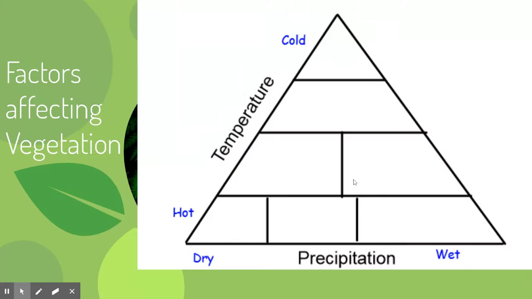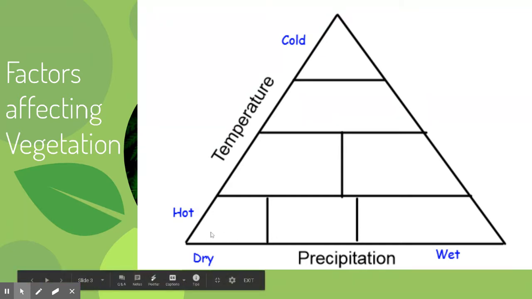So let's take a look at things. What are the two main things affecting what type of vegetation you'll have? Precipitation and temperature. When we have extremely cold conditions, we have tundra. When we have hot and dry conditions, we have desert. And when we have wet and warm conditions, we have that temperate rainforest. And then we got sort of a mix in between.